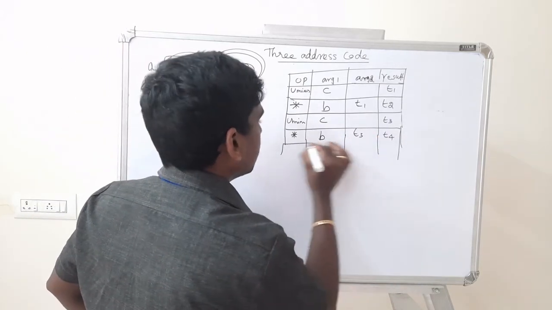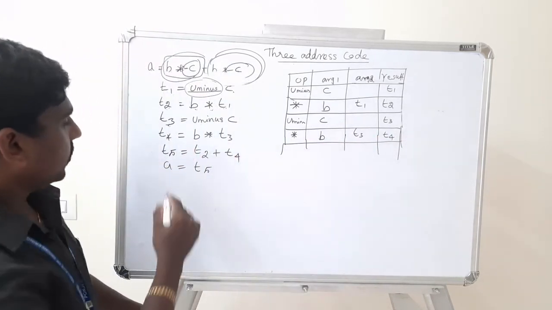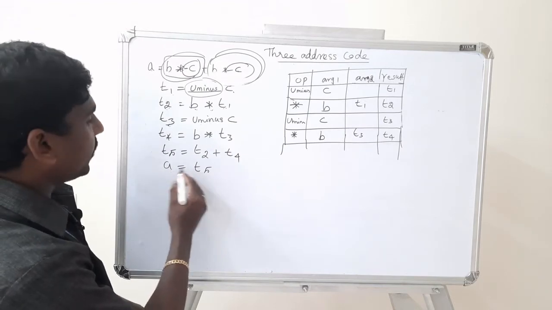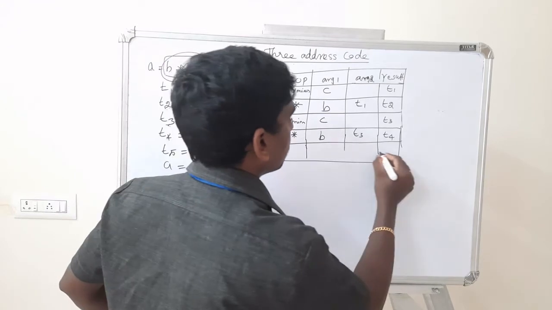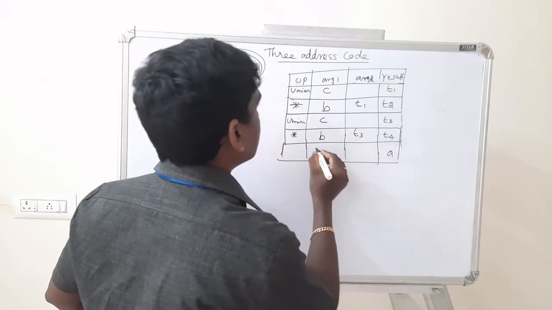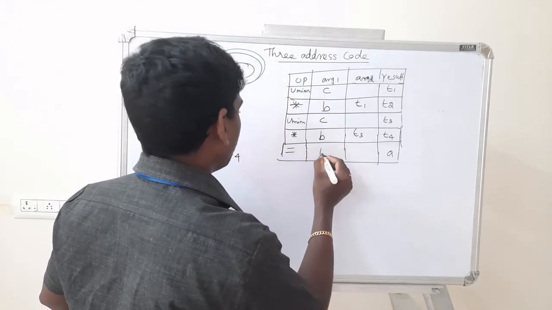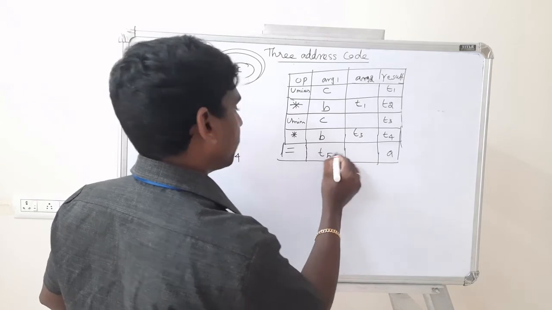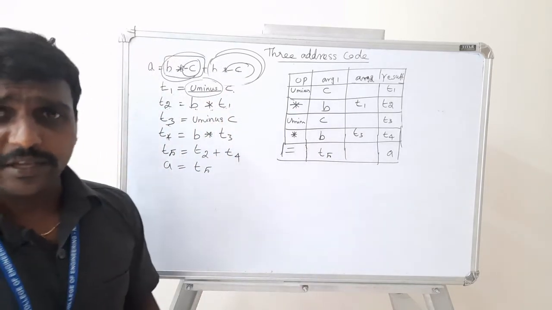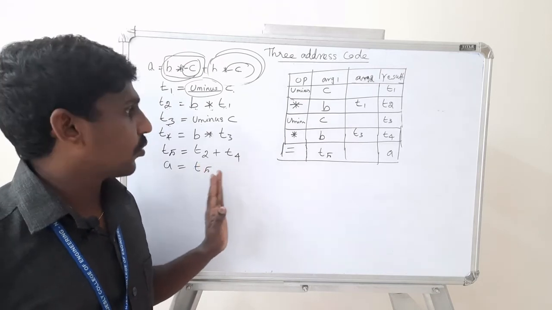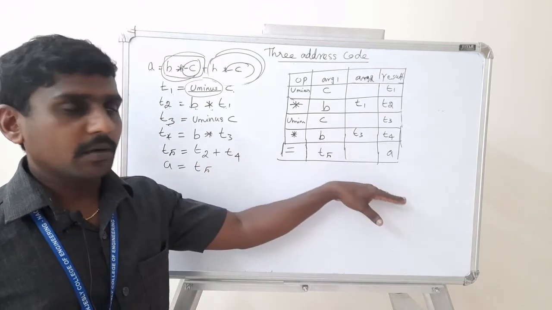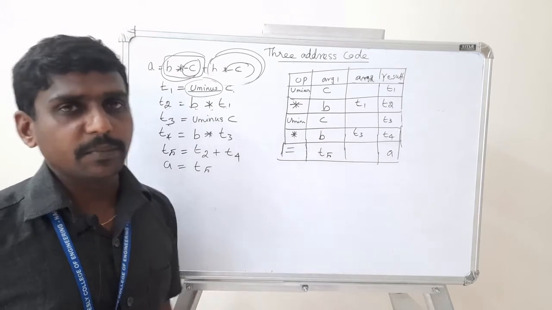Okay, and finally A equal to T5. A is a result, equal to is an operator, and first argument is T5. So like this we can represent or implement this 3 address code in quadruples way. This is the quadruples implementation.